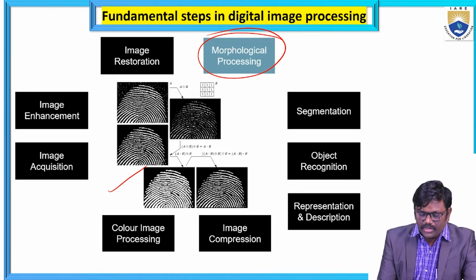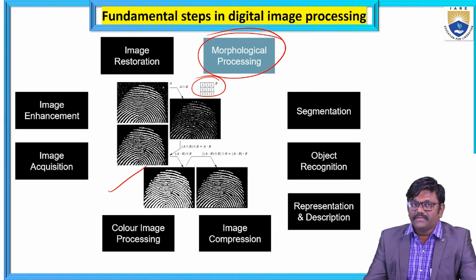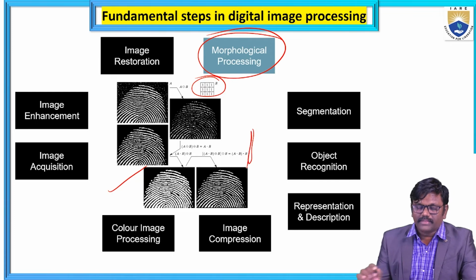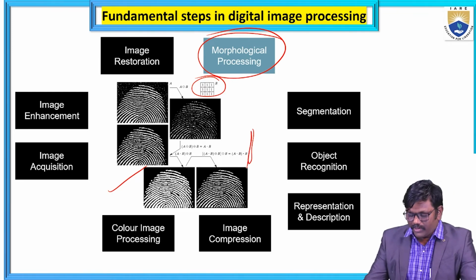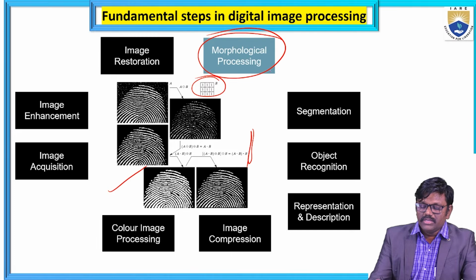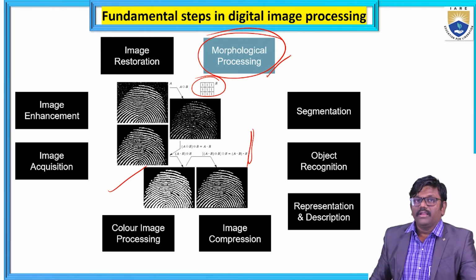So here we are going to read step by step by converting that image's pixel intensities into matrices, and we are going to apply some simple mathematics here and we'll get it. Let me go into detail about morphological processing.